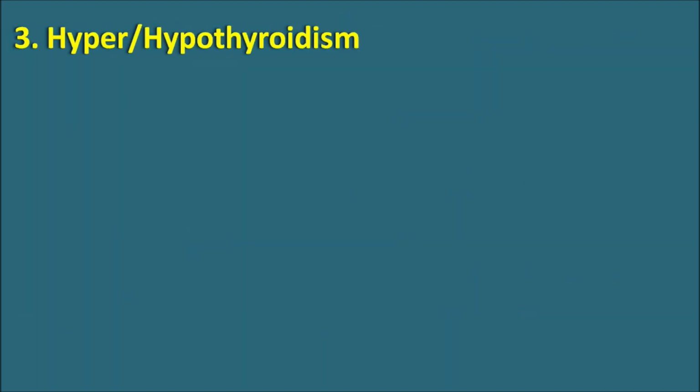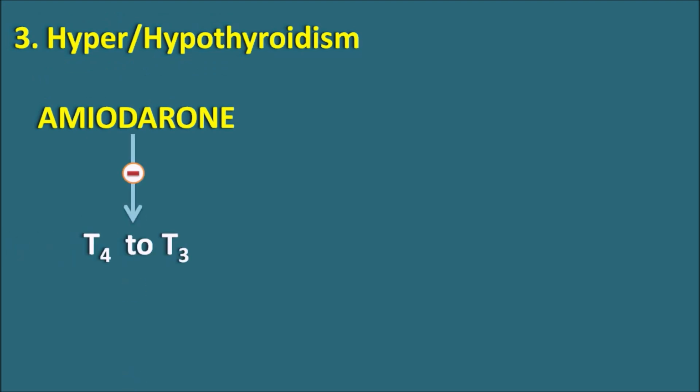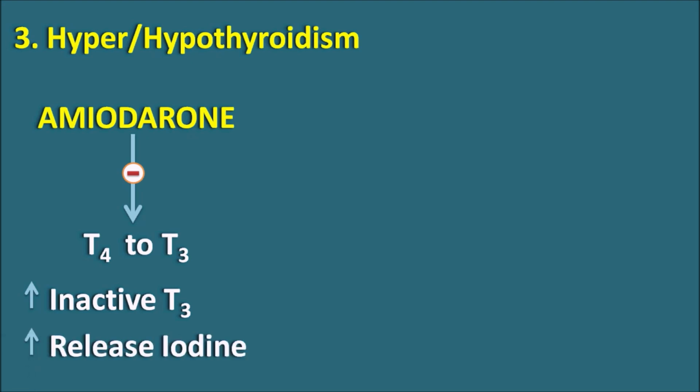Third one is the hyper or hypothyroidism. Again, this side effect of amiodarone is related with the iodine moiety. Amiodarone is going to inhibit the peripheral conversion of the T4 to T3, where the T3 is the active form of the thyroid hormones. So because of this, amiodarone can inhibit the thyroid activity, as well as this drug can also increase the inactive T3 forms, which again results in the decrease in the thyroid activity. And finally, when this amiodarone is going to be metabolized, it can release the iodine, and this iodine can suppress the thyroid activity. In this way, amiodarone can produce either hyper or hypothyroidism.